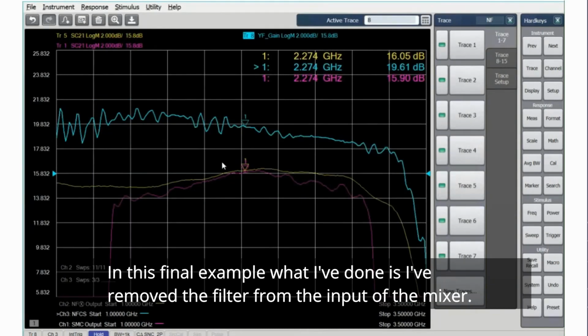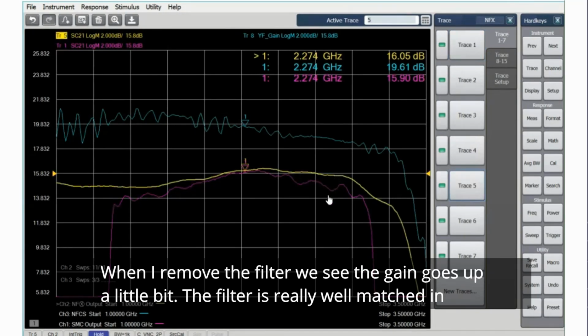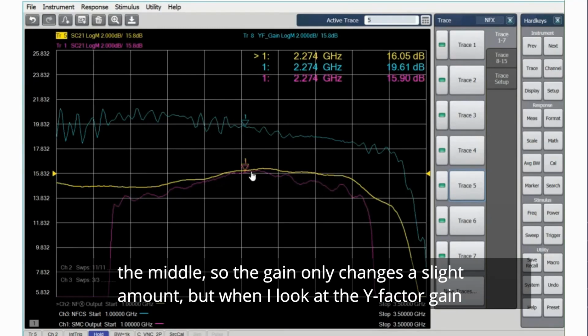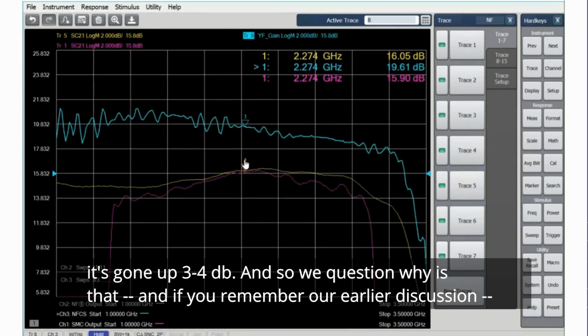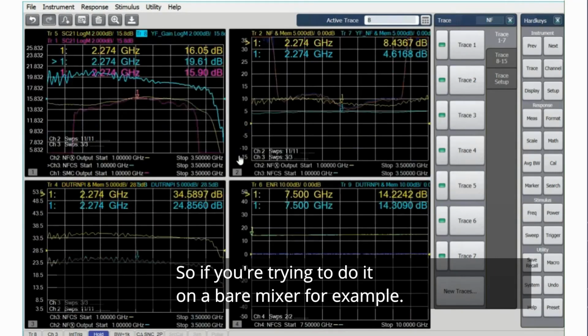In this final example, what I've done is I've removed the filter from the input of the mixer. So this plot shows the original gain curve of the mixer with the bandpass filter clearly present. When I remove the filter, we see the gain goes up a little bit. The filter is really well matched in the middle, so the gain only changes a slight amount. But when I look at the Y factor gain, it's gone up 3 to 4 dB. And so we question, why is that? If you remember our earlier discussion, the Y factor gain will include both sidebands if you don't have a pre-filtered frequency converter, so if you're trying to do it on a bare mixer, for example.